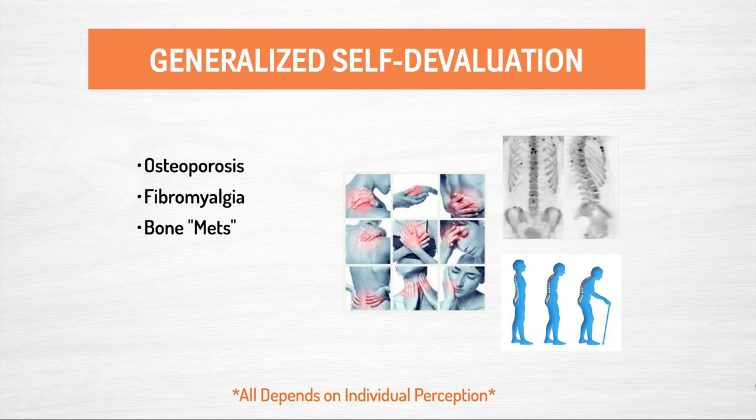So it could be like osteoporosis, where there's general loss of bone all throughout the body. Fibromyalgia, where there's not one tender spot, but there are several areas that are extremely painful. And then bone metastasis. So you'll sometimes hear of a person who got a cancer diagnosis and several months or several years later, they now have cancer riddled throughout their spine, all throughout their body. And these would reflect devaluations where it's affecting the person as a whole. It's not confined to a certain situation. The person is feeling that all over they have lost self-worth, self-value.